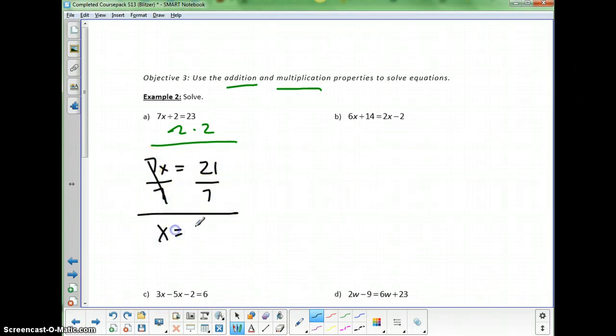That gives me x equals 3. Let's try it in the next one. In this one I have two different x's.